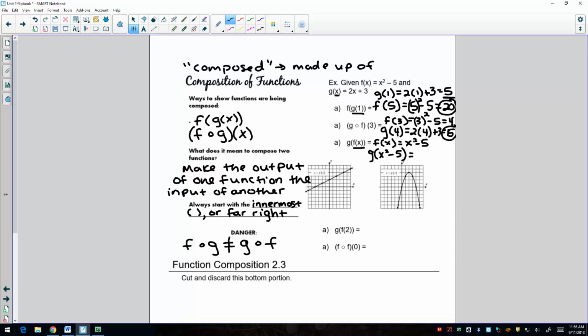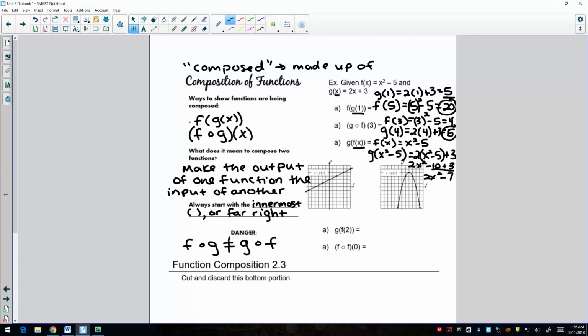So all I'm doing here is replacing my x, my input, in g with my output from f. Well, my output was x squared minus 5. So again, put it in parentheses. So you're going to have 2 times x squared minus 5 plus 3. And that's your answer. We do need to simplify this though, because we can distribute the 2 and then combine our like terms. So we would get 2x squared minus 10 plus 3. And then minus 10 plus 3, so that's 2x squared minus 7.